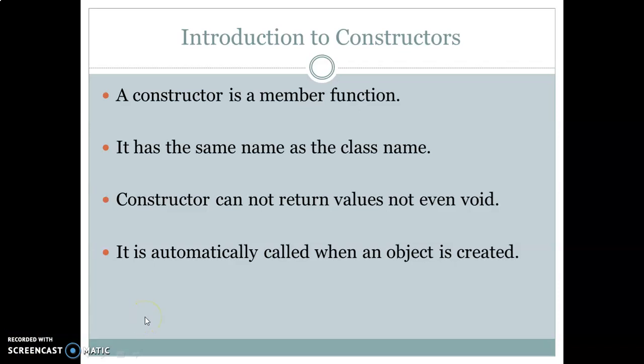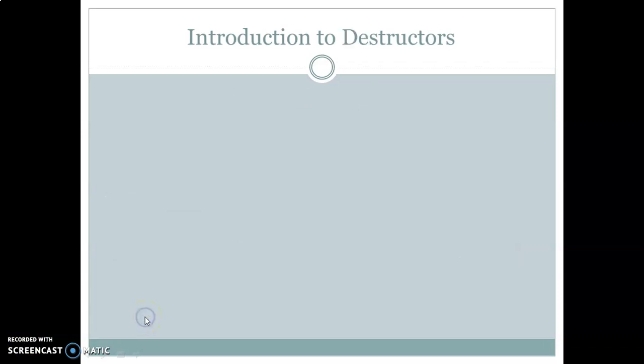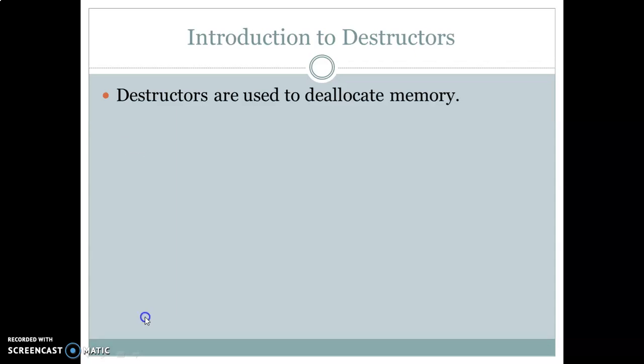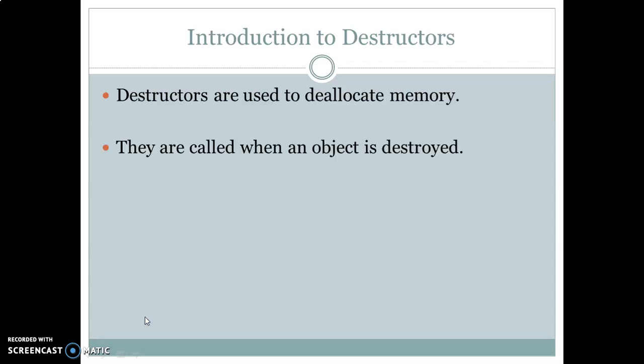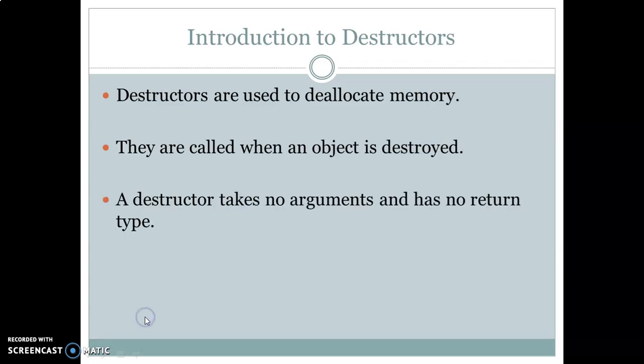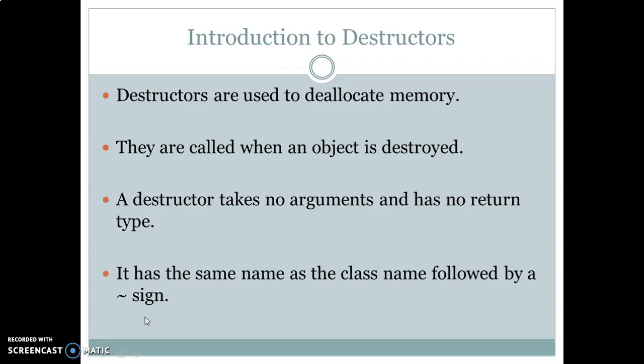Let us move on to destructors. Destructors are used to deallocate memory. Memory which is created by the constructors can be deallocated by the destructors. They are called when an object is destroyed. A destructor takes no argument and has no return type. It has the same name as the class name followed by a tilde sign.